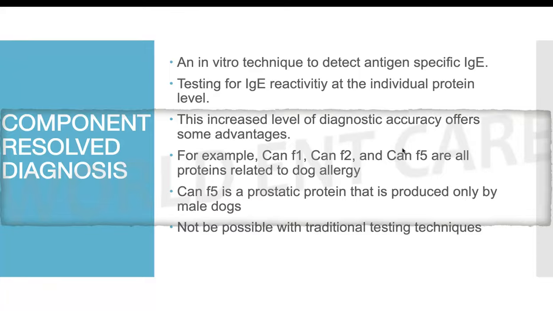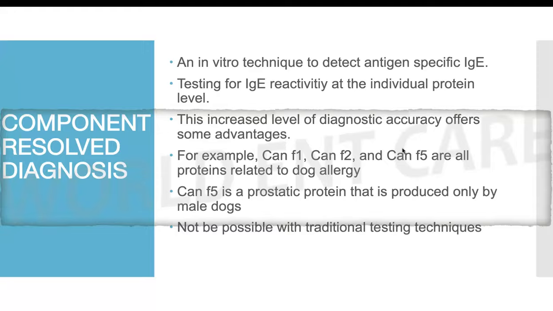Okay, now next is component resolved diagnosis. Component resolved diagnosis, CRD, is an in vitro technique to detect allergen specific IgE, and CRD offers the advantage of testing for IgE reactivity at the individual protein level. So this is also detecting a very specific protein in the allergen. This increased level of diagnostic accuracy offers some advantage.